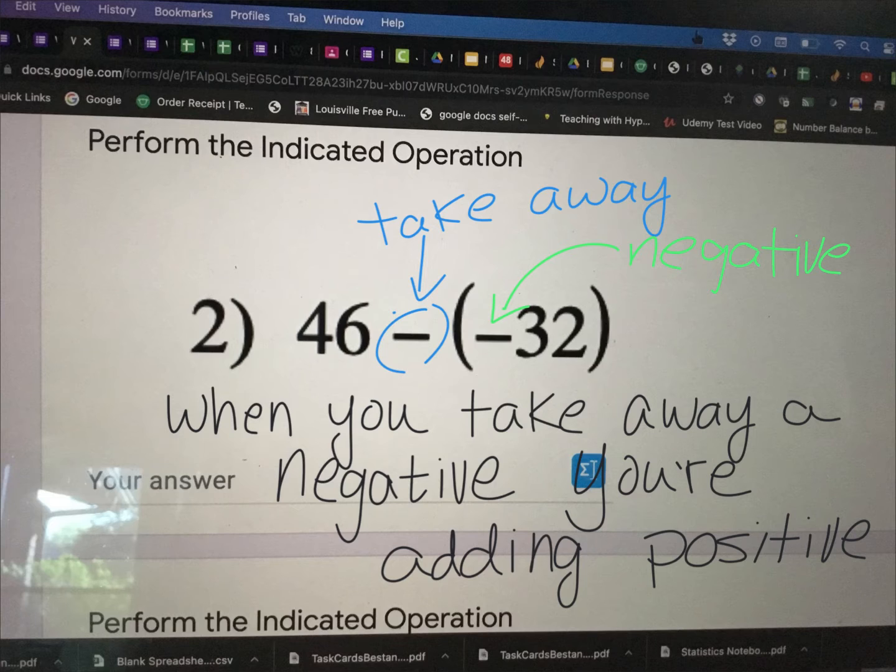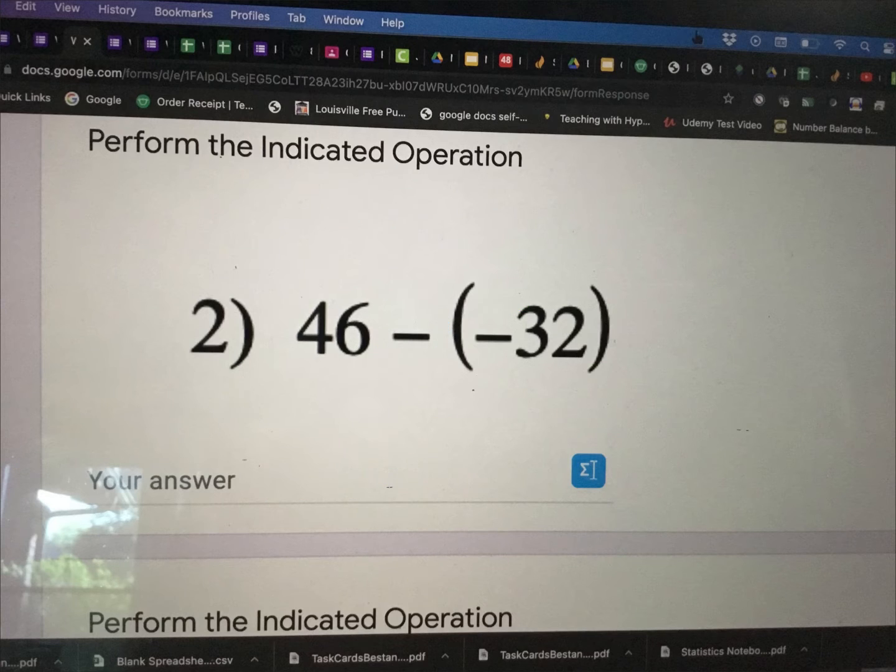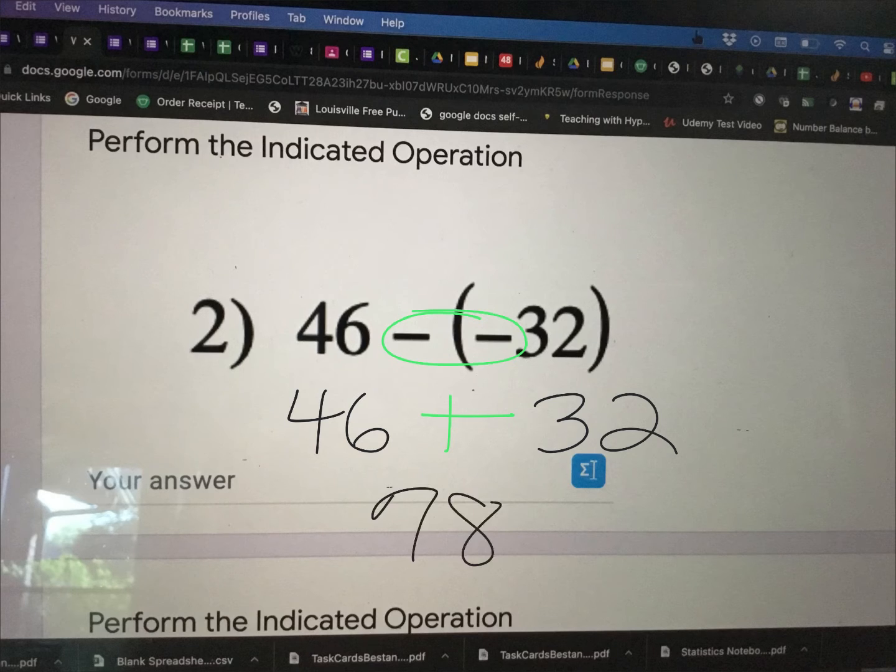And then remember from our last review video, if you think about it, when you're taking away a negative, so if you're taking away negativity, what are you really doing? You're adding positivity. So that means I'm going to rewrite this problem so that instead of 46 minus negative 32, it's going to be 46, and that minus a minus is going to turn into plus 32. So you're really just adding those two numbers together. So your final sum, or two positive numbers together, I should say. So your final sum for this one is going to be 78.